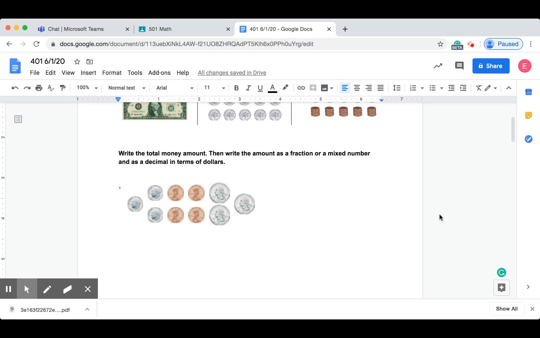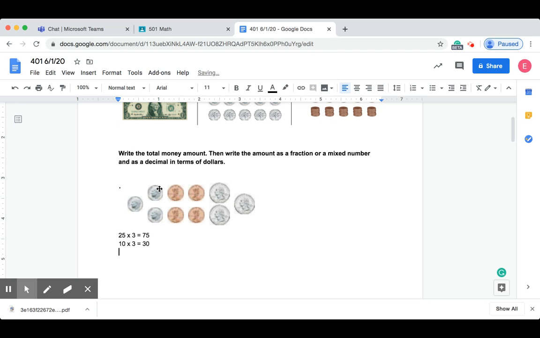The way that I like to do it is I like to start by counting with the biggest values first. So I'm going to start with my quarters. So I have 3 quarters. I know a quarter is worth 25 cents. So I can do 25 times 3 equals 75. So I know I have 75 cents. Then I have 3 dimes. I know a dime is worth 10 cents. So I can do 10 times 3 equals 30.